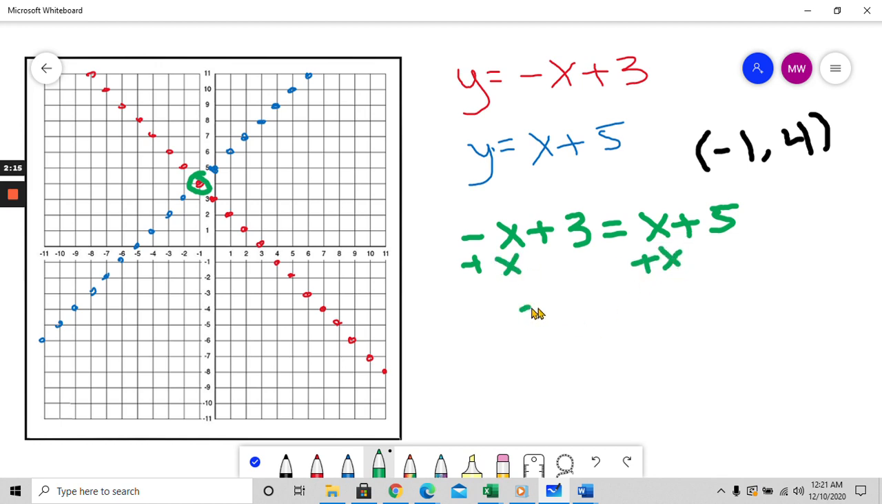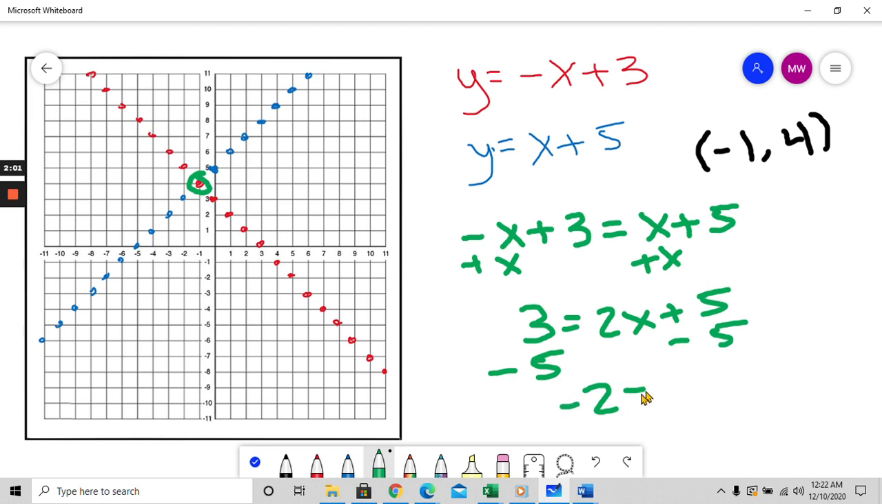And I'm going to get 3 equals 2x plus 5. And I'm going to subtract 5 from both sides. 3 minus 5 is negative 2. Negative 2 equals 2x. Divide by 2, and x equals negative 1, which is the same as where we said they would intersect.